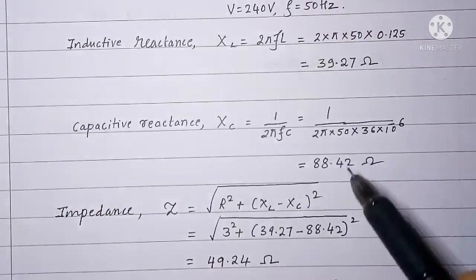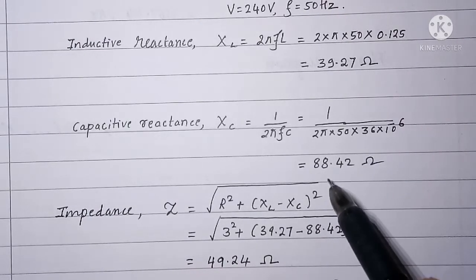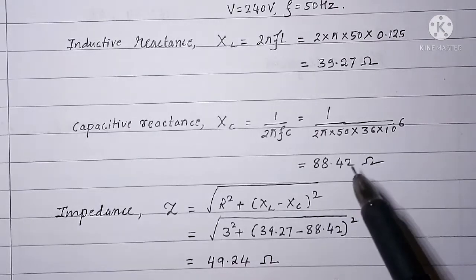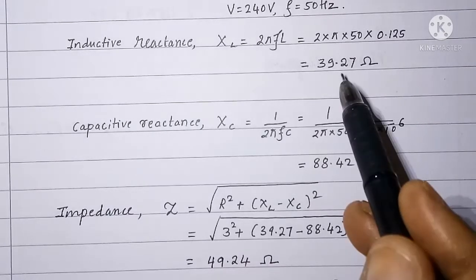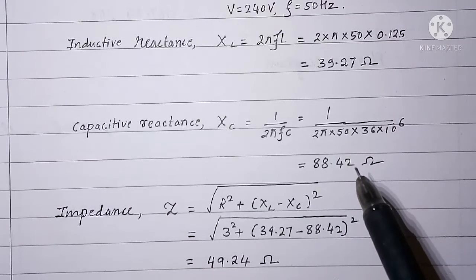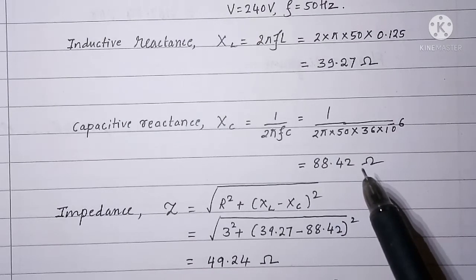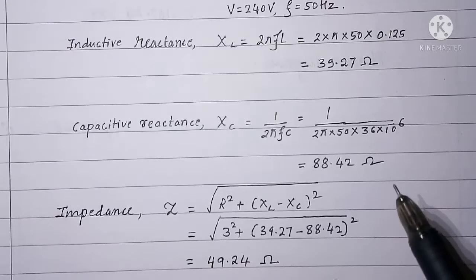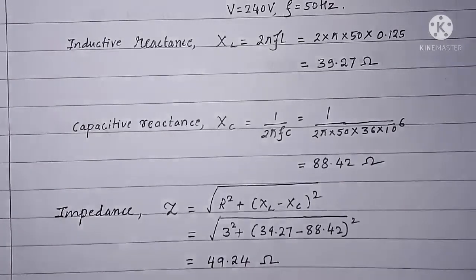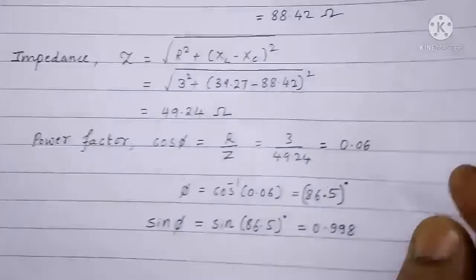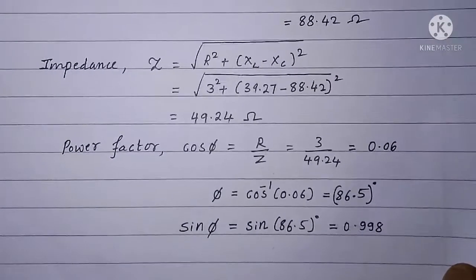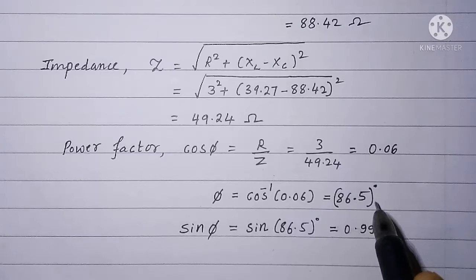We have calculated XL and XC values here. By comparing, we come to know XC is more than XL. That means RLC series circuit given to us will behave like RC series circuit. In other words, we can say current in the circuit leads the supply voltage by an angle of 86.5 degrees.